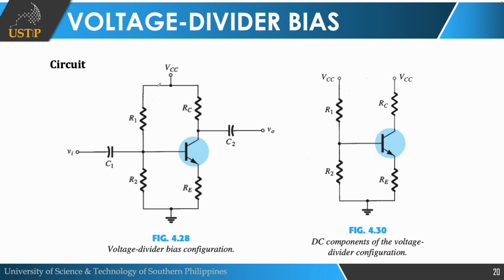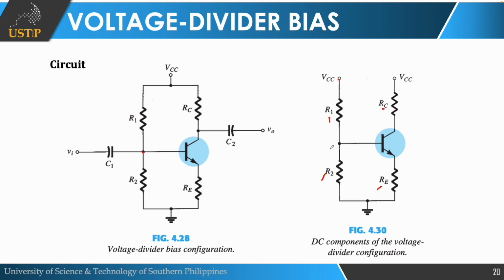Okay, moving on to the voltage divider bias configuration. We have here two resistors that we have added instead of just one. So for the emitter bias configuration, we have R1 without the R2, right? So that would be the emitter bias configuration. Now, for the voltage divider bias, we add a second resistor from your base to the ground. So this is now your DC components of the voltage divider configuration. We have here the VCC, R1, R2, RC, and RE.